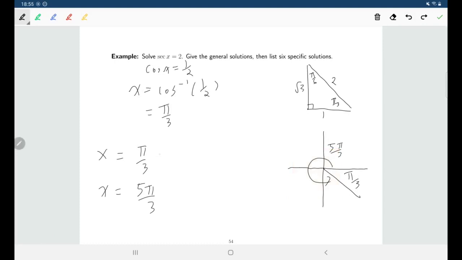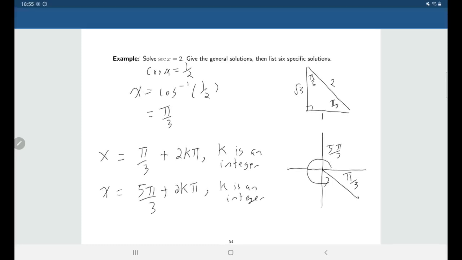And so what we can say then is if these two numbers are solutions, x being pi over 3 and x being 5 pi over 3, then you could say, well, pi over 3 plus any number of full circles will be a solution, and 5 pi over 3 plus any number of full circles will be a solution. So I have to specify that k here is an integer. And there we go. We've got our general solutions. That's what I found here, our general solutions to this equation.